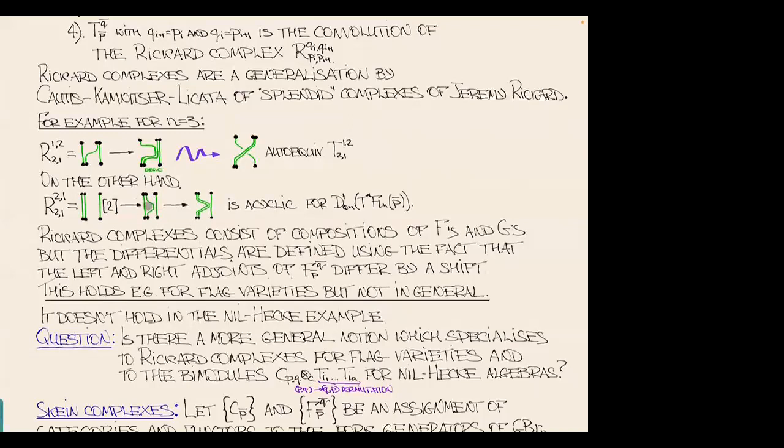So this is no good for us in our fully general situation where we do not make any such assumptions on forks and merges. So a Ricard complex consists of compositions of F and Gs, but the differentials are defined using the fact that left and right adjoints differ by shift. This holds in the flag variety case, but not in general. It doesn't hold in the Nil-Hecke example.